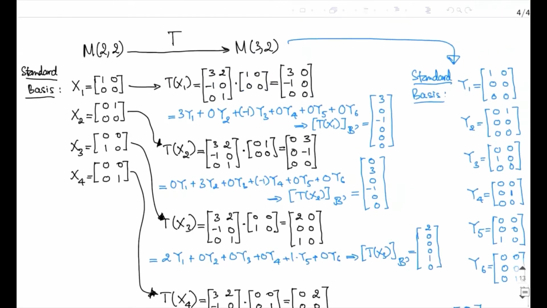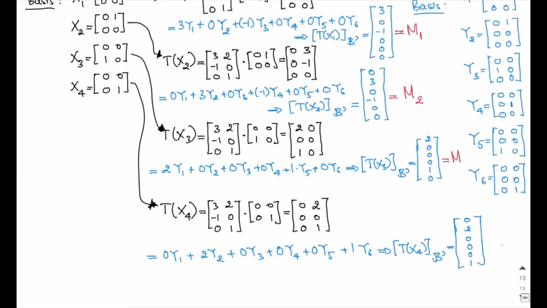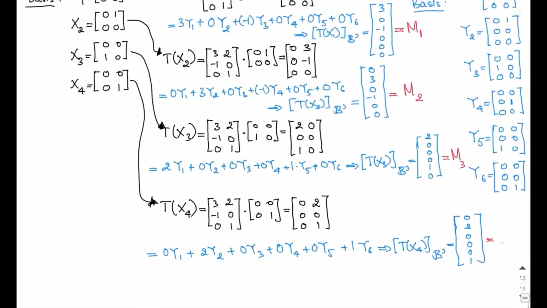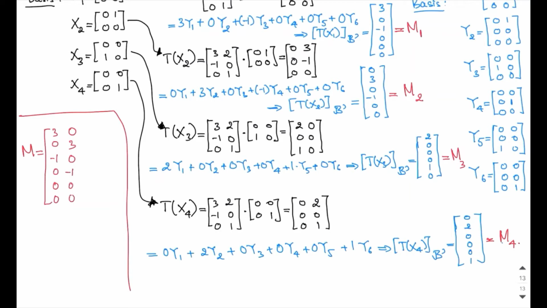So we know that this is going to serve as the first column for the matrix M. This is going to serve as the second column for the matrix M. This is going to be the third column for the matrix M. And this is the last column for the matrix M. And so the matrix M is going to be equal to 3, 0, negative 1, 0, 0, 0, 0, 3, 0, negative 1, 0, 0, 2, 0, 0, 0, 1, 0, 0, 2, 0, 0, 0, 1. Right, this is the matrix representation for T.